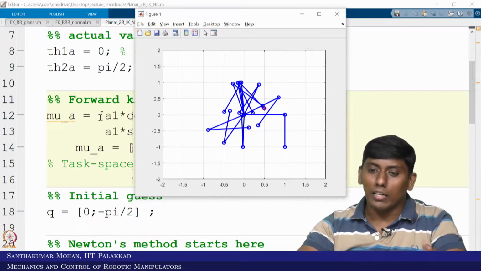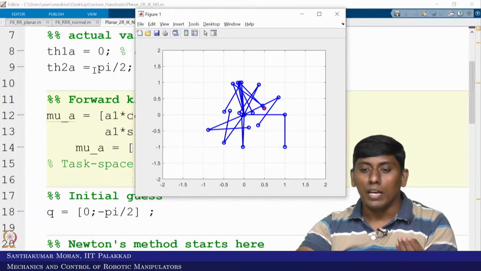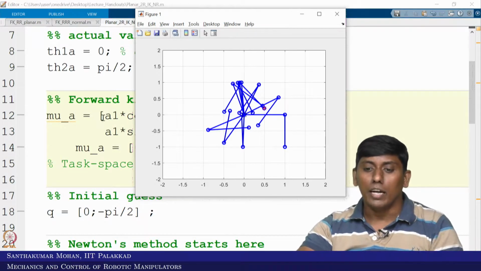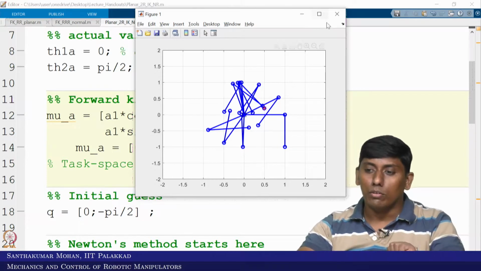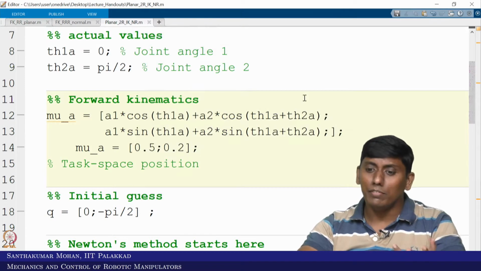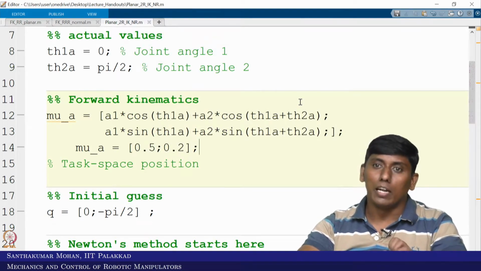Now this theta actual is not playing any role at all. It is just for our reference. This is the value we have taken as the forward solution, and I am cross-checking the inverse kinematic solution. That's all. Now you can find the way which is beneficial to us, and with that I am closing this particular lecture.